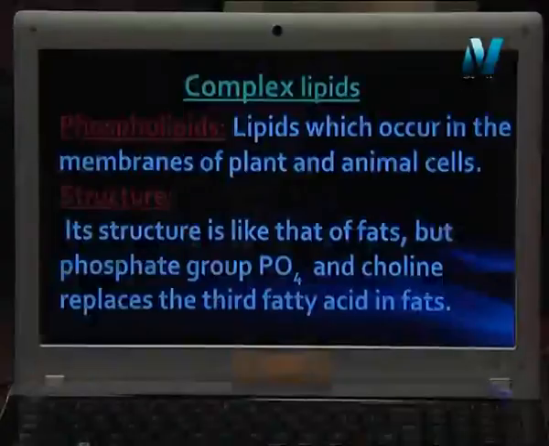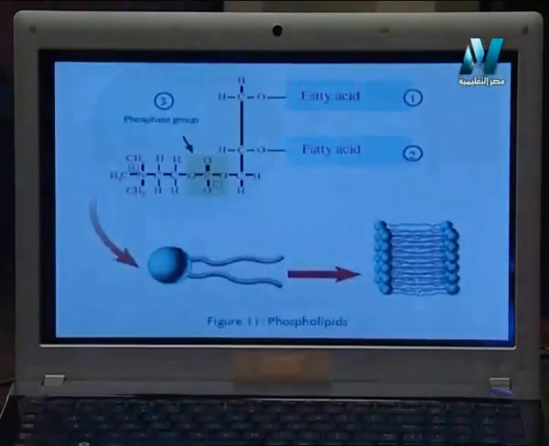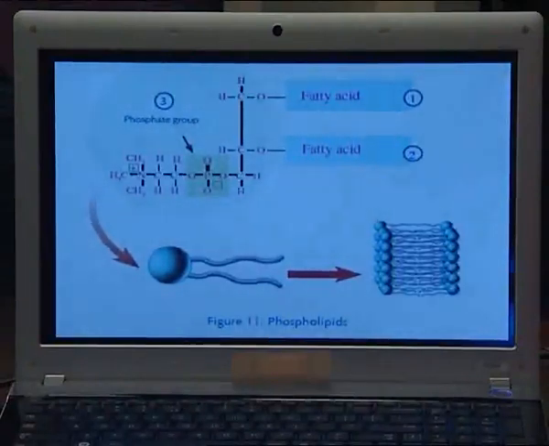What about complex lipids? Here we have only one example of complex lipids, phospholipids. These are lipids which occur in the membrane of plants and animals. Each membrane, plant and animal, contains phospholipid. The structure here is like the fat, but a phosphate group and choline replace the third fatty acid. I would like to explain that when you look at the figure in front of you. You have here 2 fatty acids only.